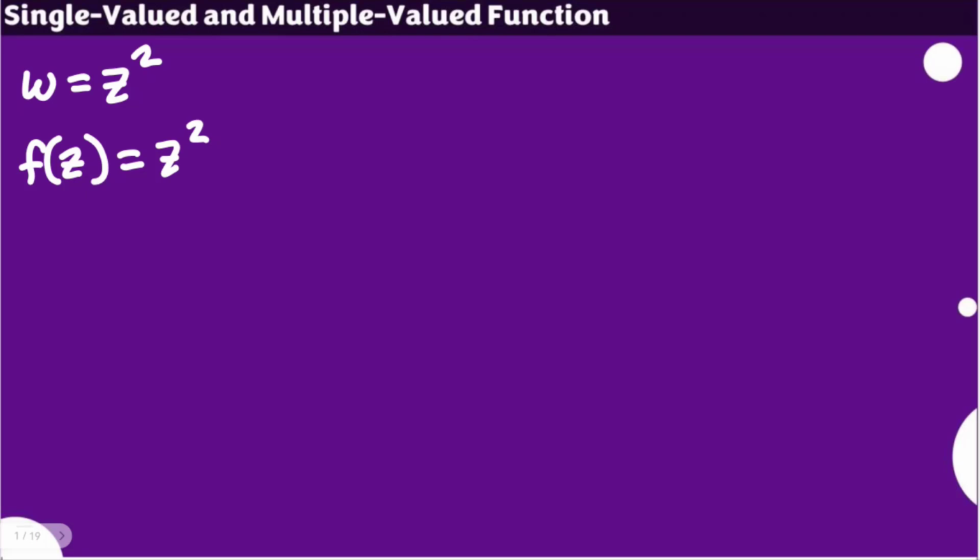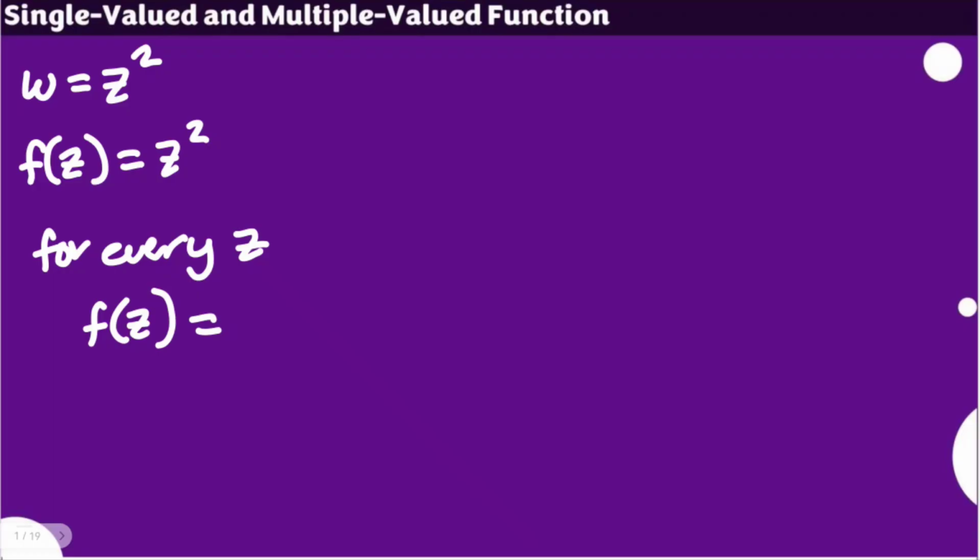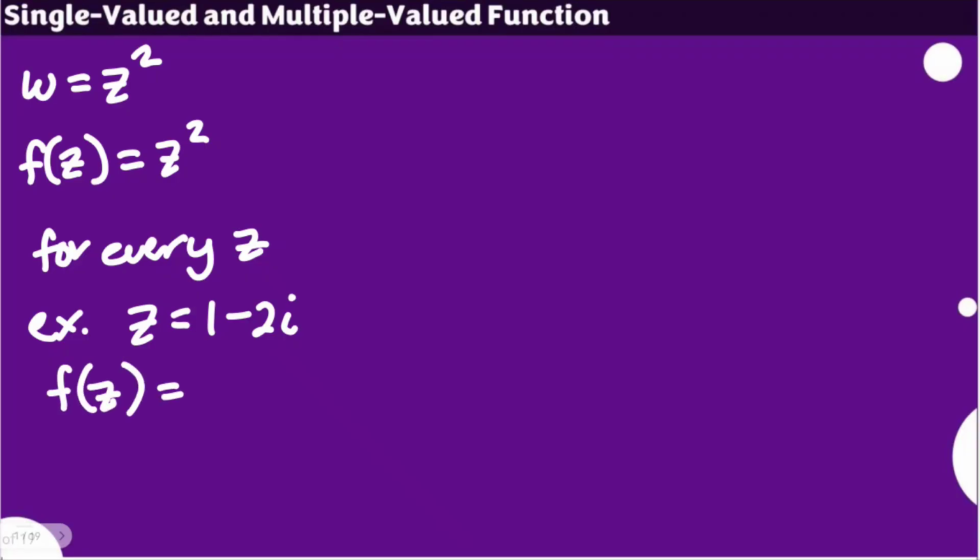That is because for every z that you can think of, the value of your function is only squaring that, so the squaring of the given z. So say, for example, let's say z is equal to 1 minus 2i. So for your f of z, you only have one possibility here. That's actually, say for example, z squared here.